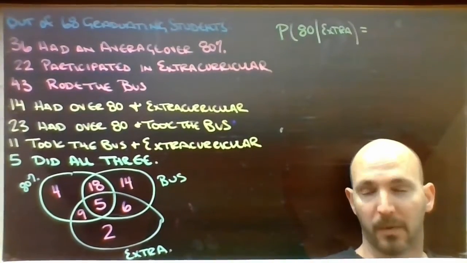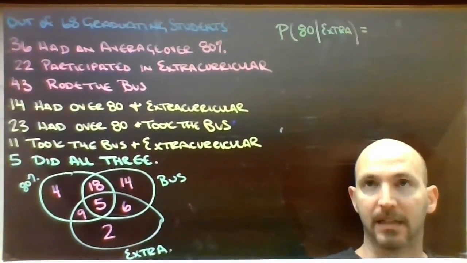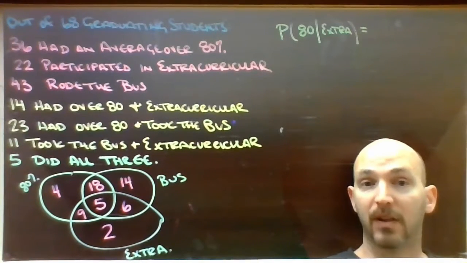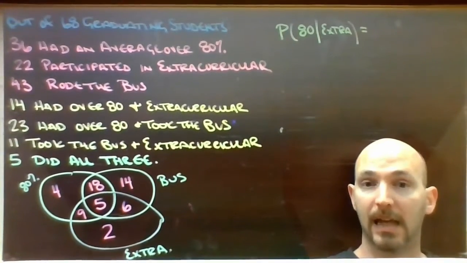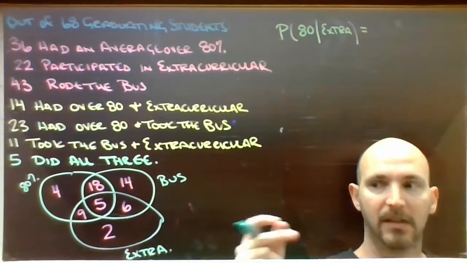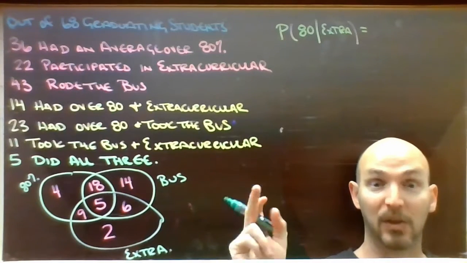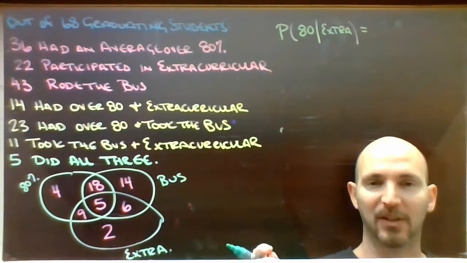So we'll check one more. We won't do all three because I think you get the idea. But if we tried to do the probability of getting an 80 given that you did extracurricular activities, we're going to work that out and then compare it to the probability of getting an 80. And if they match, there's evidence that the two things are independent. Now, we've already done this, so we already know that they're not. So let's hope that this calculation matches that conclusion.